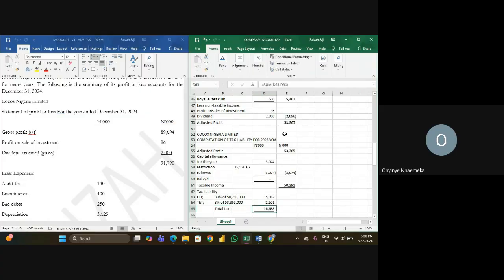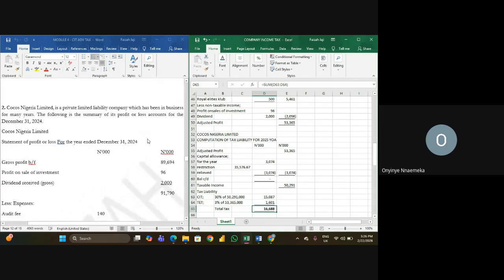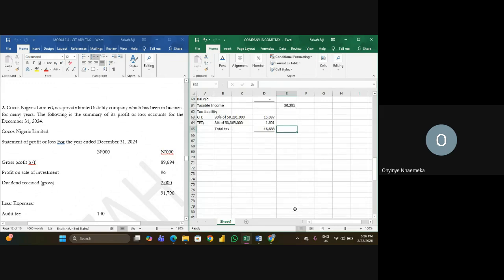So now for this company, they said that the company has been in existence for a very long time. It means that the company can be subjected to what? Minimum tax. Yes. So now minimum tax for this company is going to be 0.5% of what is their gross turnover? We don't know their gross turnover, but we shall know gross profit. So we use that one.